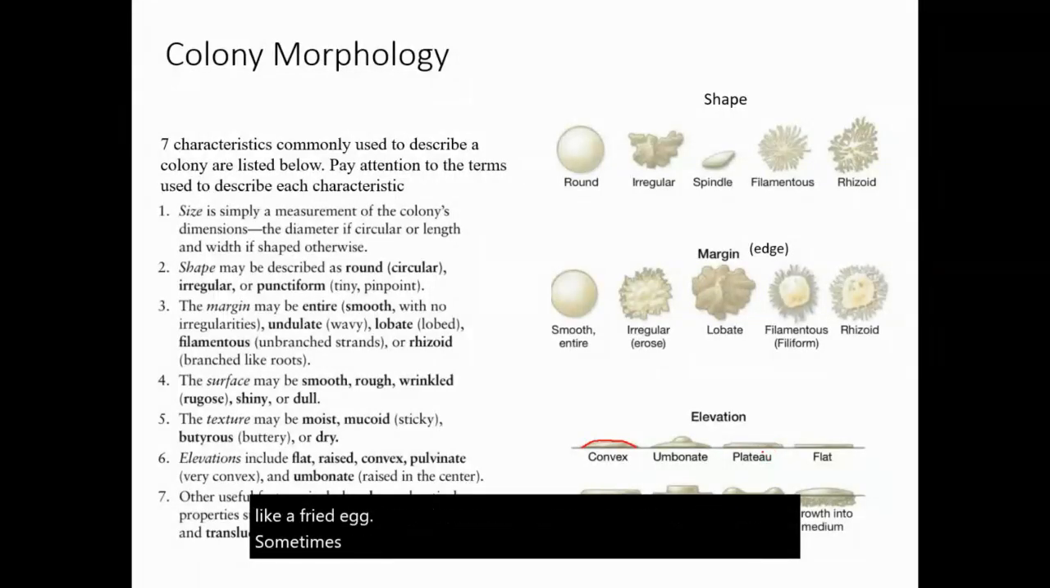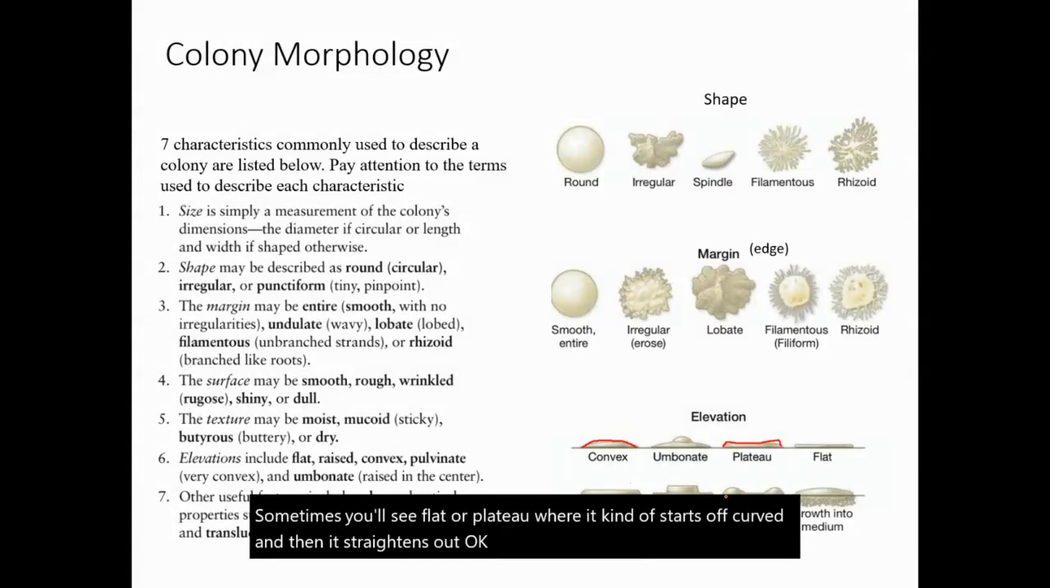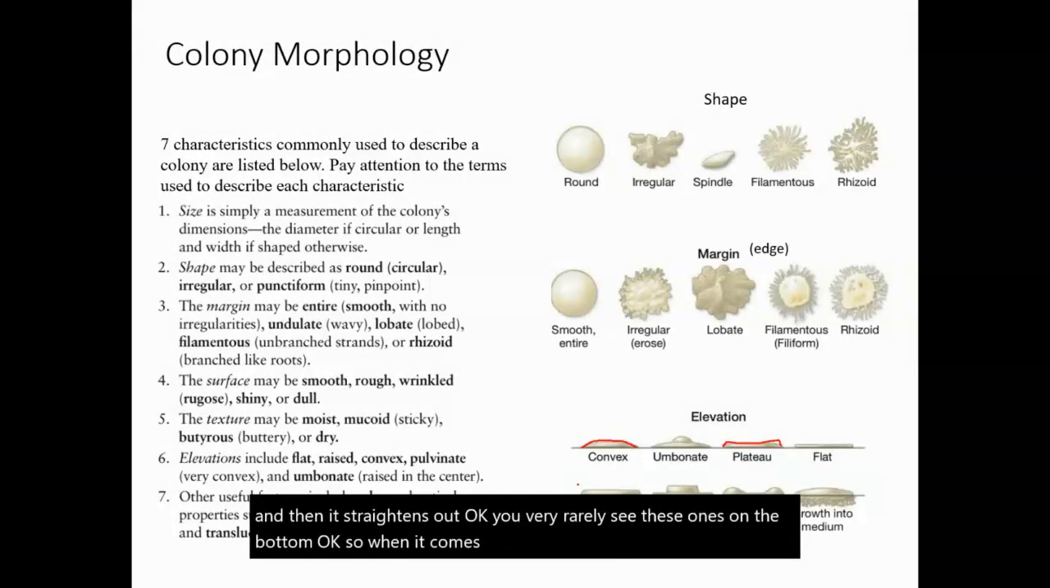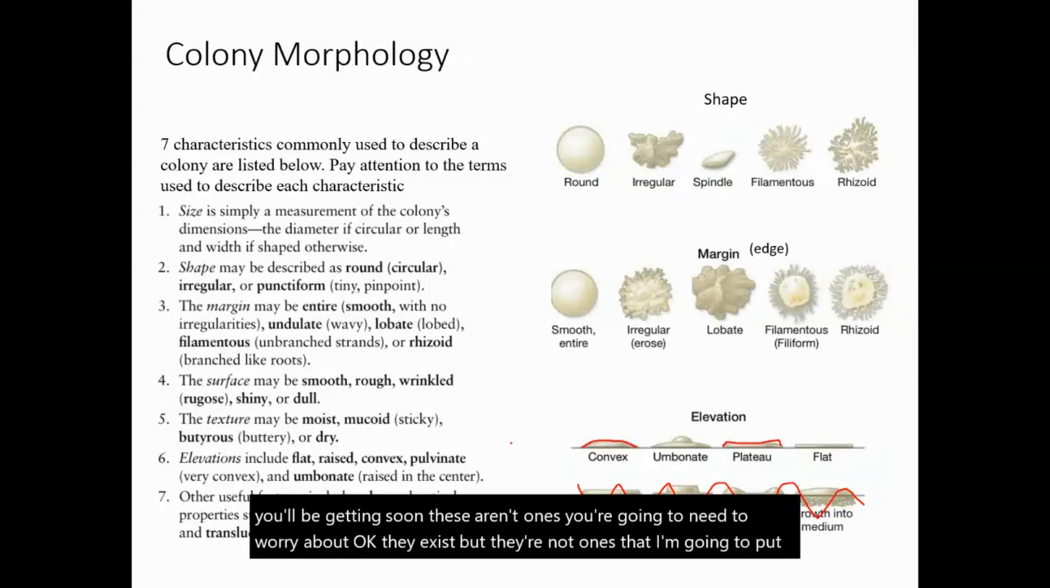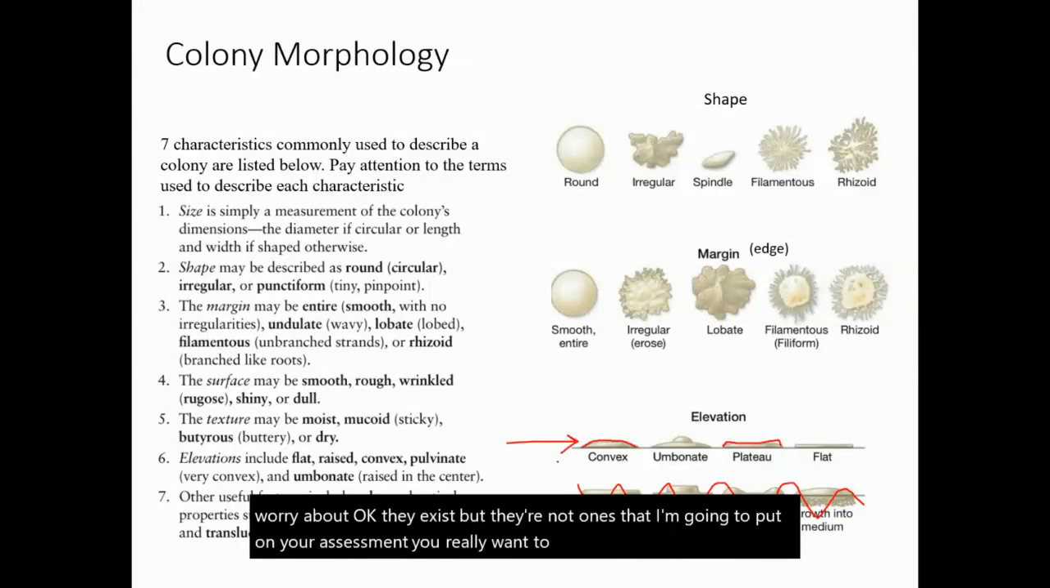Sometimes you'll see flat or plateau, where it starts off curved and then it straightens out, okay? You very rarely see these ones on the bottom, okay? So when it comes to your unknown number 1, which you'll be getting soon, these aren't ones you're going to need to worry about. They exist, but they're not ones that I'm going to put on your assessment. You really want to focus on these, okay?